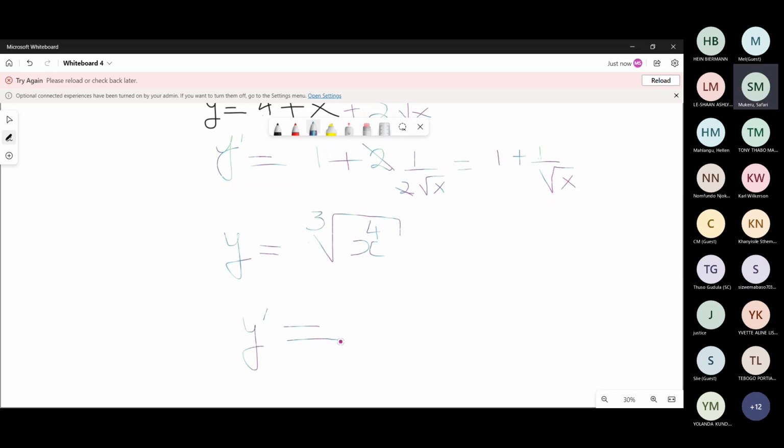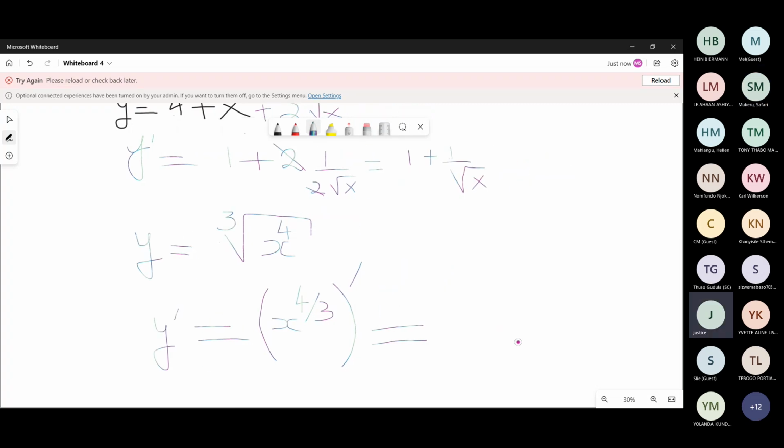Find the answer. Anybody can tell why? Simply write this as x power what? 4 over 3. It will be 4 over 3, like this. So first, you transform this in terms of a power, right? Yes, now you have it. Now continue.